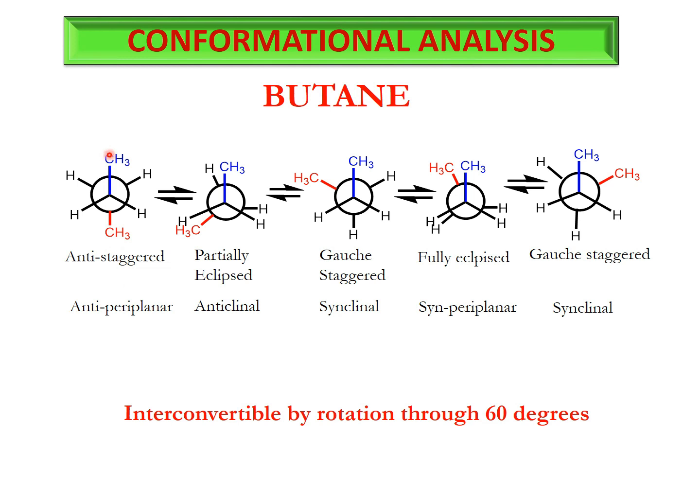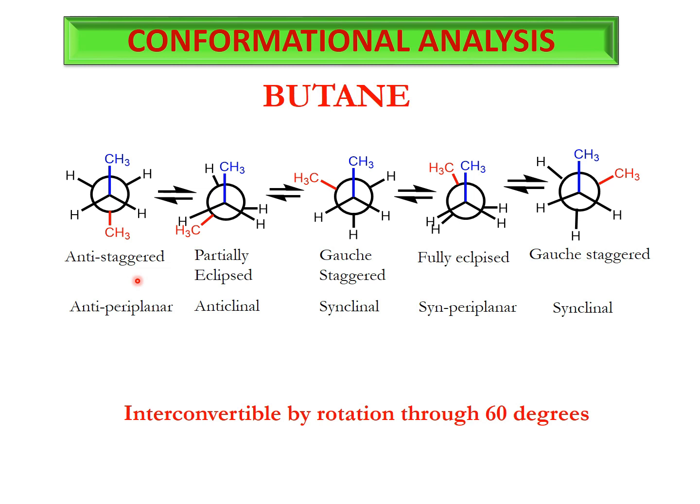So in this case, the maximum distance could be when they have a 180 degrees angle between them. Now you see they are exactly on opposite sides of each other, having a 180 degrees angle between them. This type of conformation is known as the anti-staggered conformation.